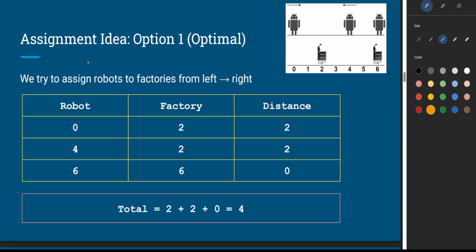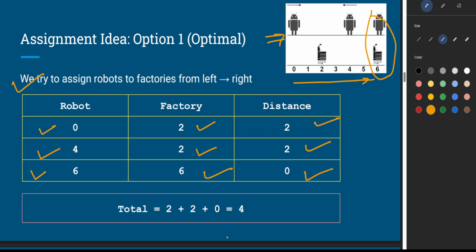Let's suppose we look at the possible assignments the robots can have for this example. We try to assign robots to factories from left to right. The very first robot is at 0, so it goes to factory 2, and the distance is 2. The robot at 4 goes to factory 2 also, so that capacity is done, and the distance is 2. For the robot at 6, we go to the factory at 6 because it doesn't need to travel, so the distance covered is 0. So the total is 4. This is the optimal approach.